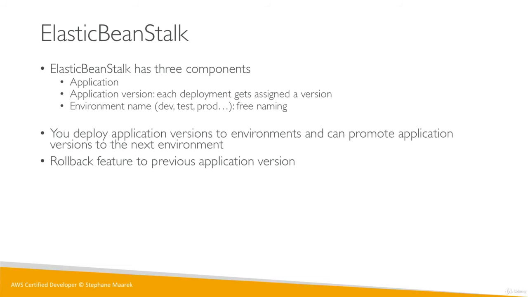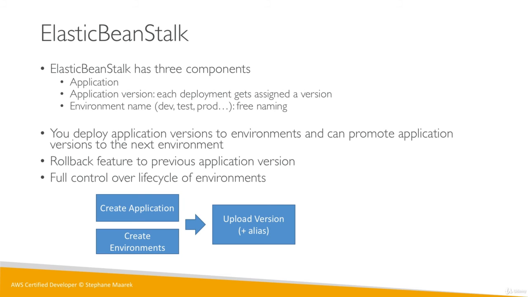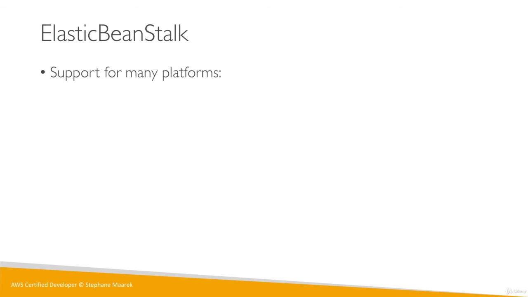There's a rollback feature as well, so you can roll back to your previous application version, which is quite handy. And we get full control over the lifecycle of environments. So the idea is that you create an application and you create an environment or multiple environments, and then you're going to upload a version and give it an alias, so just a name that you want. And then this alias, you will release it to environments. Fairly easy, right?